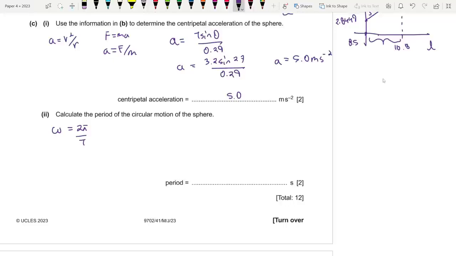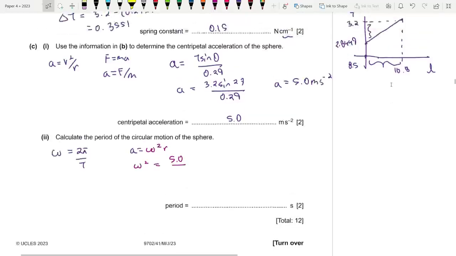But we need omega first. How do you find that out? We know centripetal acceleration. There are multiple ways you could do this, honestly. We know centripetal acceleration is either v square by r or omega square r. Let's just go for omega square r. It's going to be faster. Omega square r, so omega square is actually equal to a by r, right? How much was r?